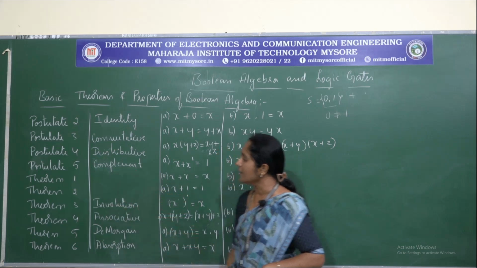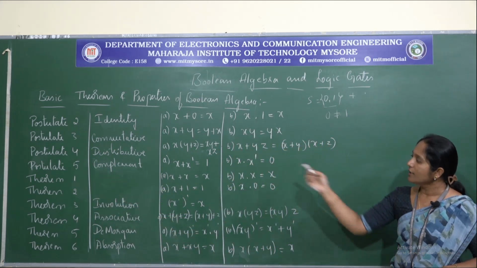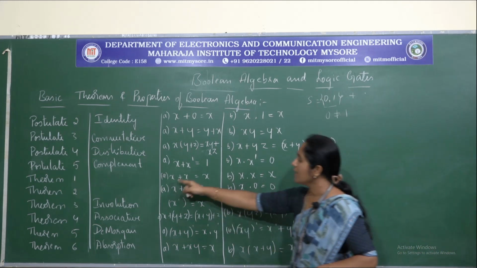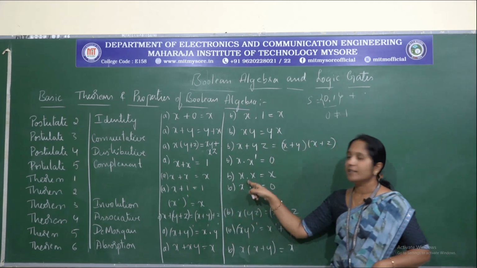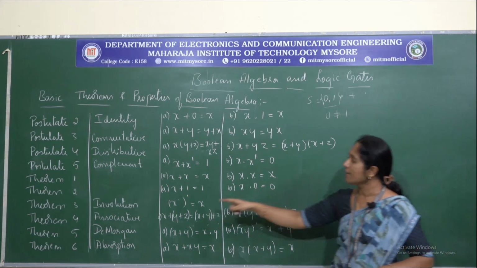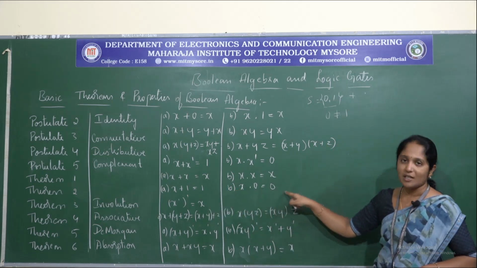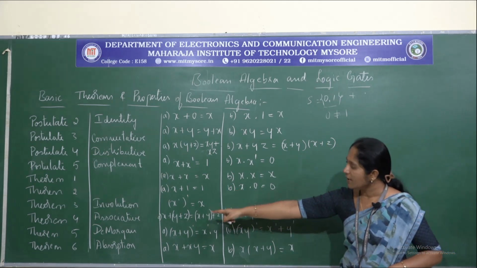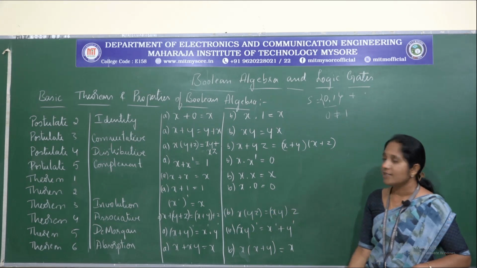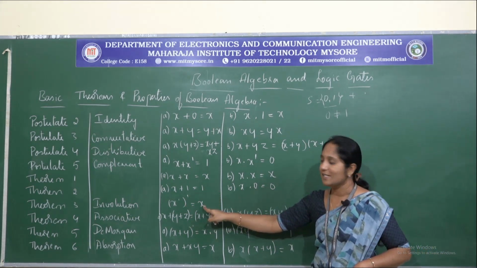Next let us see the theorems in Boolean algebra. Theorem 1 says that x plus x is equal to x, and the other version is x dot x is equal to x. The next theorem is x plus 1 is equal to 1 and x dot 0 is equal to 0. The third theorem is involution. That says the complement of a complement is equal to the original signal.